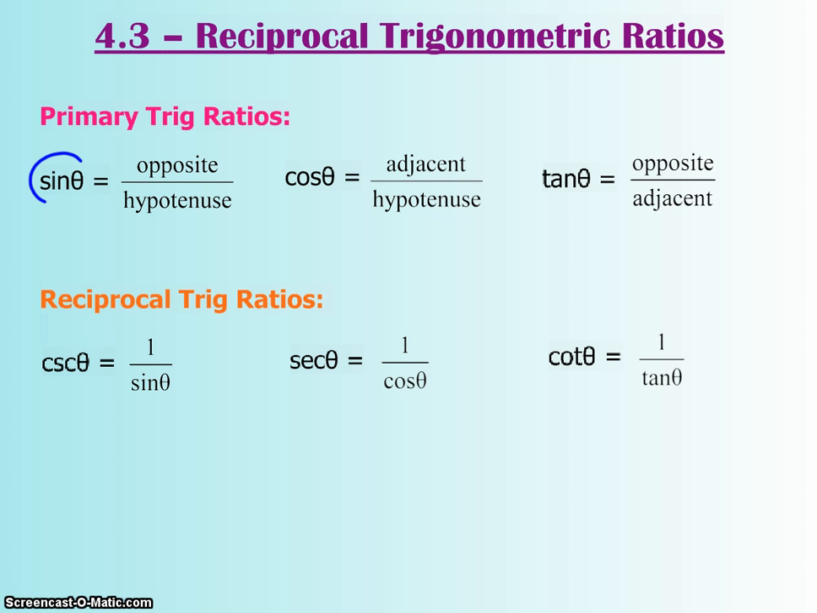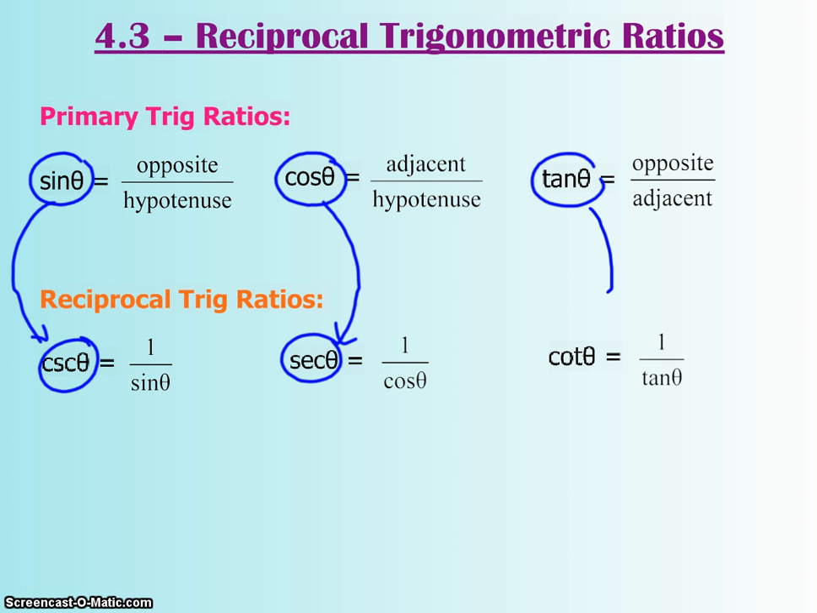So the reciprocal of sine is 1 over sine, or in other words, cosecant. 1 over cos is going to be called secant. And then the reciprocal of tan, 1 over tan, is called cotangent. In other words, if sine theta is equal to opposite over hypotenuse, the flip of that, or the reciprocal, is hypotenuse over opposite.